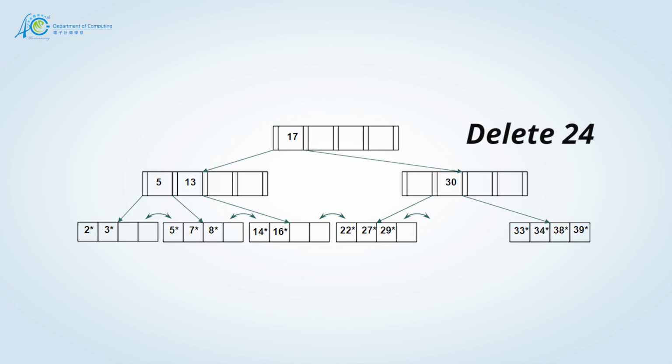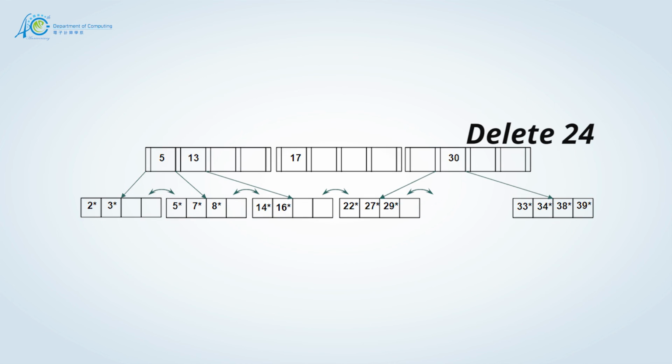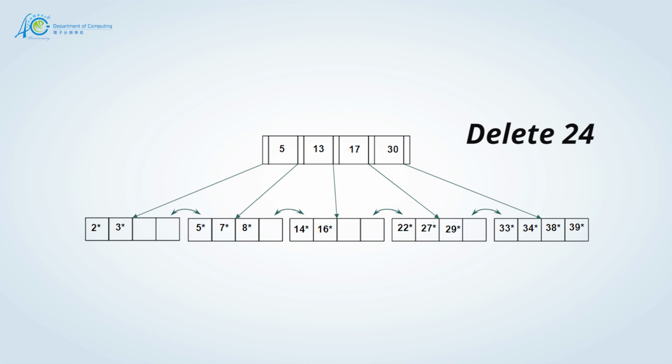So when we merge the leaf, you can see that the parent node cannot fulfill the requirement, as it only contains 30. So we should merge the parent node also, which is 17, 30, and another leaf. So after we merge the parent nodes, we can see that the B plus tree will change to this form. So here is the example of the deletion of the B plus tree.